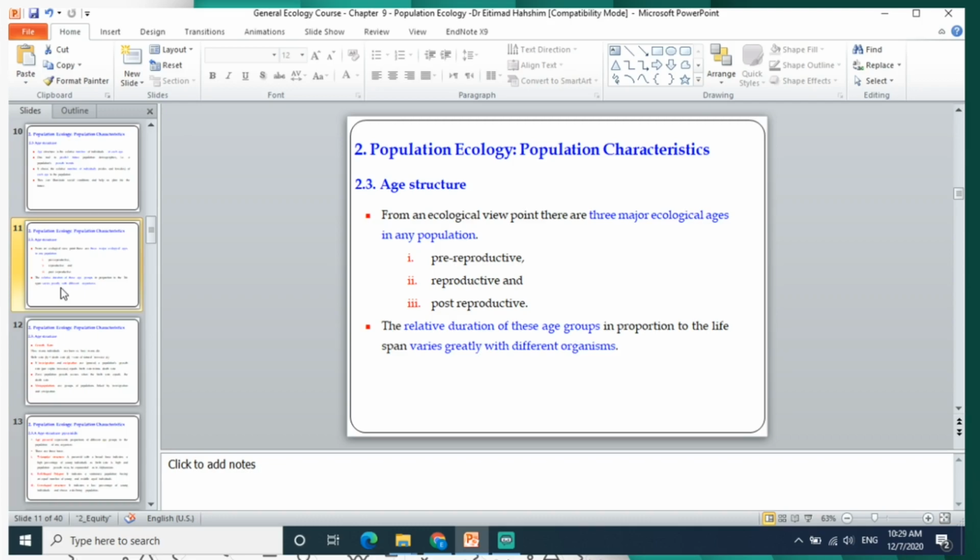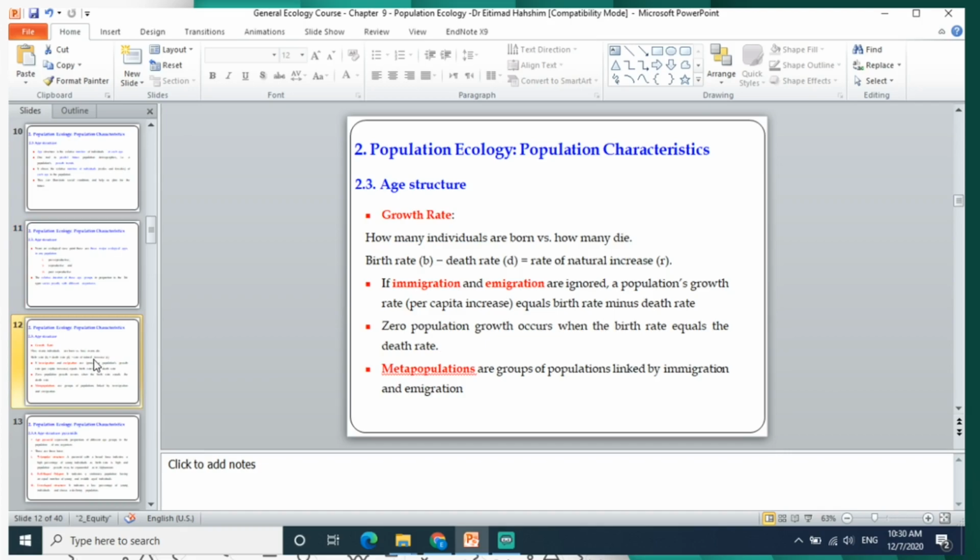Any organism has a specific time for pre-reproductive, reproductive, and post-reproductive stages according to its lifespan, because some animals live just a few hours and others for a long time, maybe several years, up to 100 or more than 100. So it is different according to different organisms.